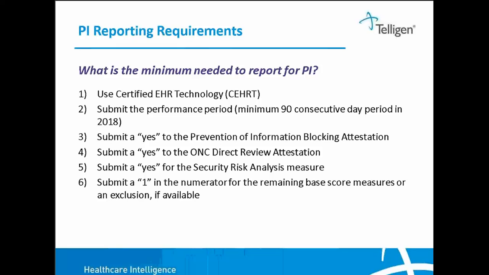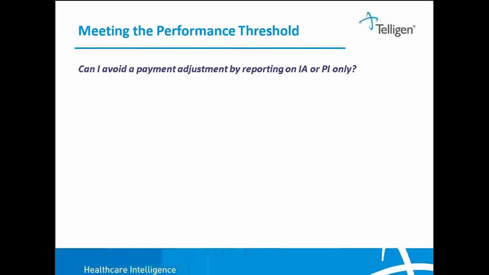You must submit yes for the security risk analysis measure. And then you have to meet all the other base measures by submitting at least a one in the numerator for the remaining base measures, or an exclusion if that's applicable. So again, that's how you can meet the minimum.